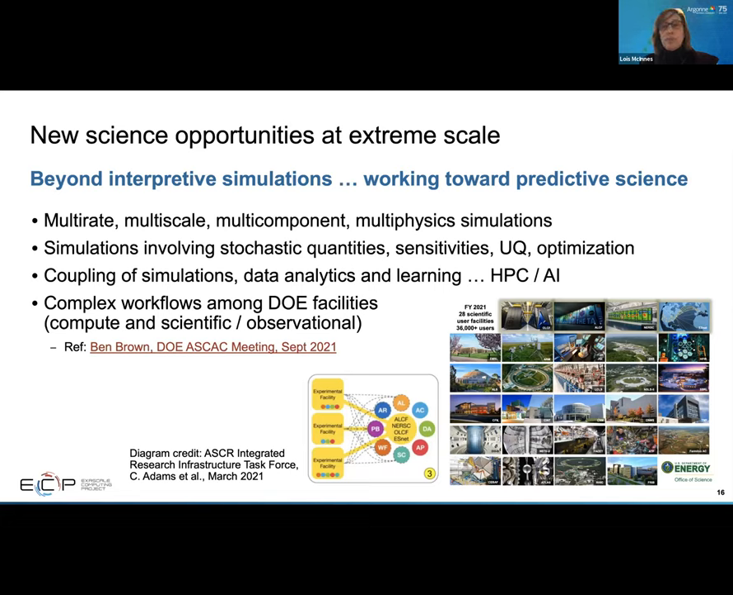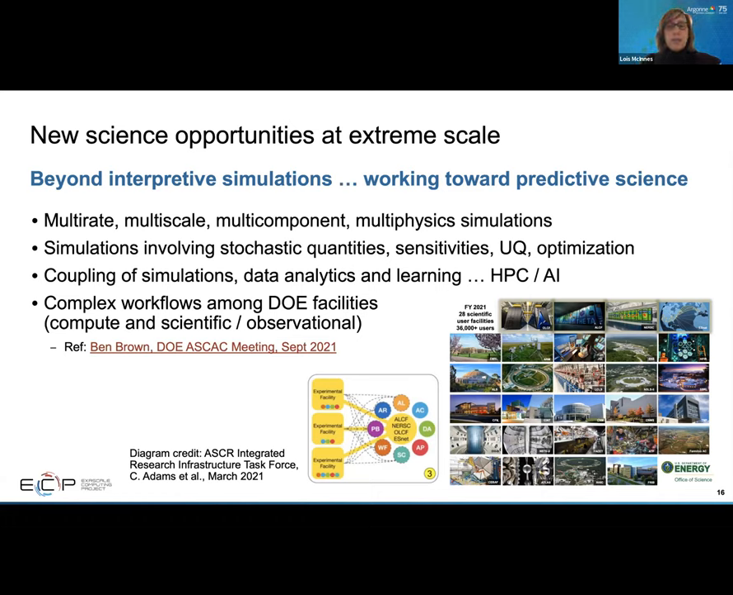make good use of this new computing power to tackle new kinds of problems, not only multi-scale, multi-physics types of simulations, but also those involving outer loop computations involving optimization, sensitivities, uncertainty quantification, as well as the coupling of more traditional simulations with those based on data analytics and learning, artificial intelligence. And indeed, there's even a lot of work going into thinking about relationships that couple workflows between computing facilities and other kinds of experimental and observational facilities within the Department of Energy.